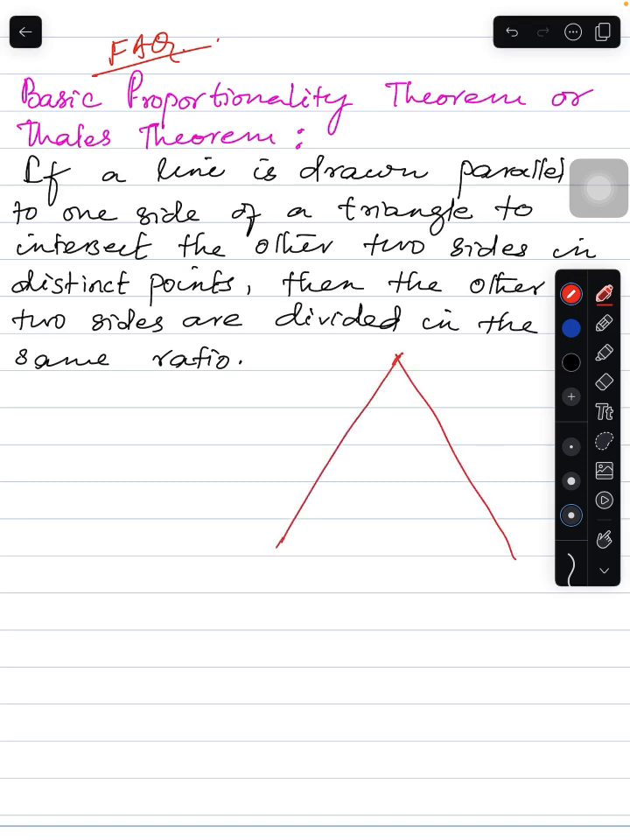I'll draw a triangle and name it ABC. A line is drawn parallel to one side of a triangle. Suppose that one side is BC. So one line is drawn parallel to BC. Name it DE.